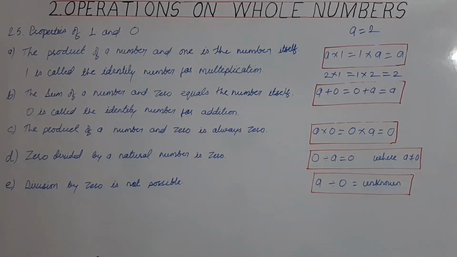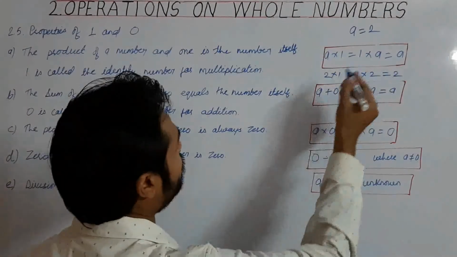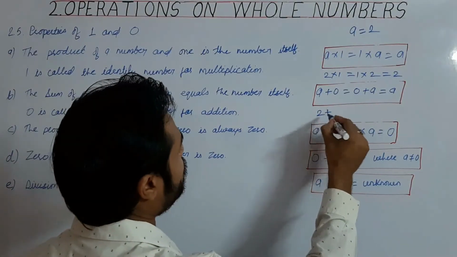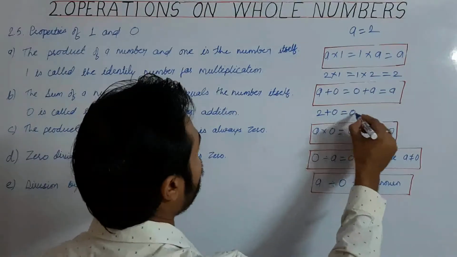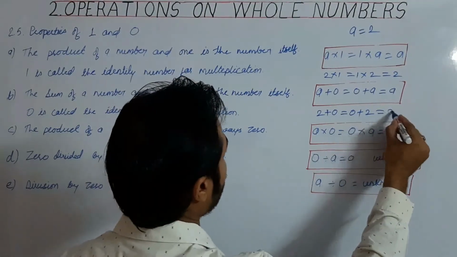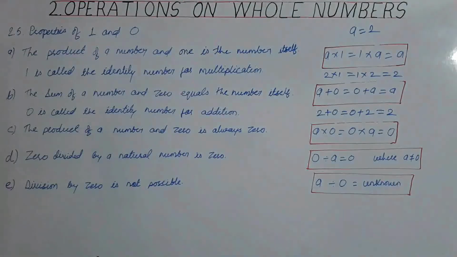Next property, the sum of a number and 0 equals the number itself. Again in terms of a, a plus 0 equals 0 plus a equals a. And for the value of a equals 2, 2 plus 0 equals 0 plus 2 equals 2. Here 0 is called the identity number for addition.